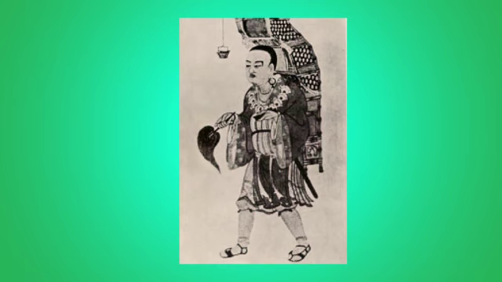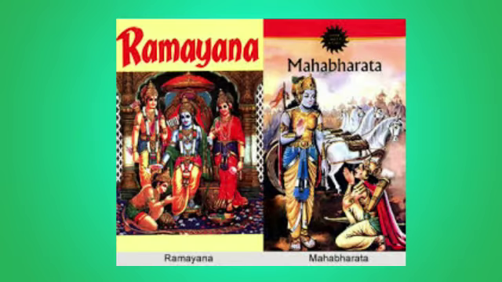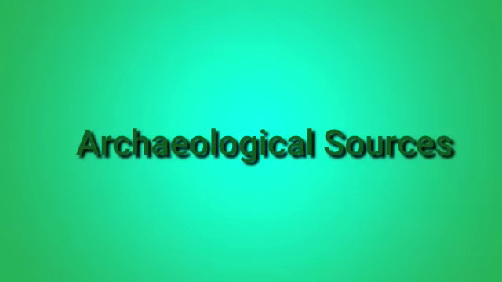The writings of Huan Tsang are an example of written records of foreign travelers, and the Baburnama and edicts of Ashoka are examples of accounts and edicts from the rulers. The epics Ramayana and Mahabharata are considered as both religious and non-religious texts. The literary sources tell us about the society, life of the people, and the culture of the period. Now we will move to archaeological sources.